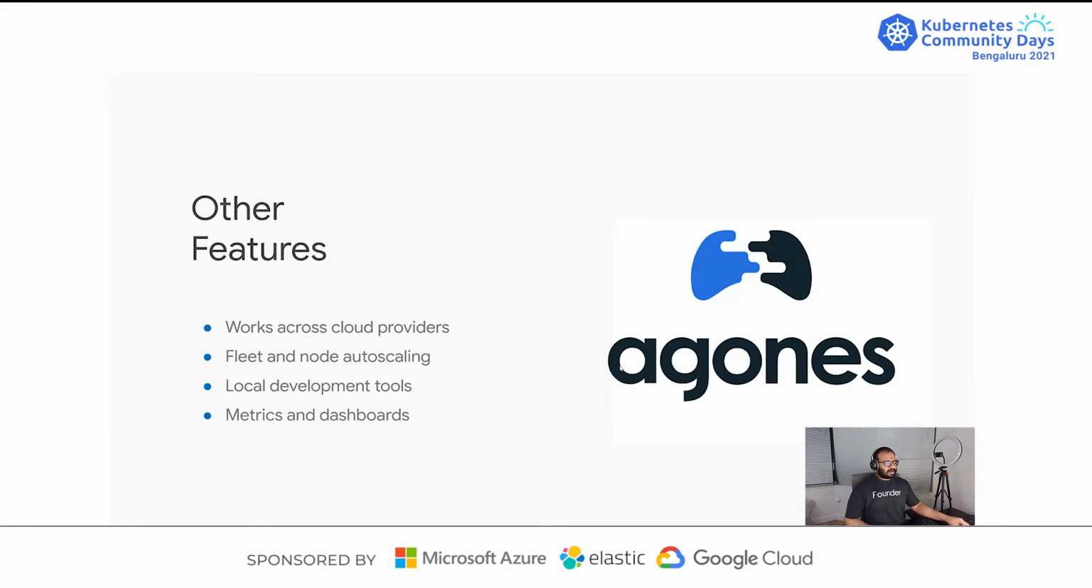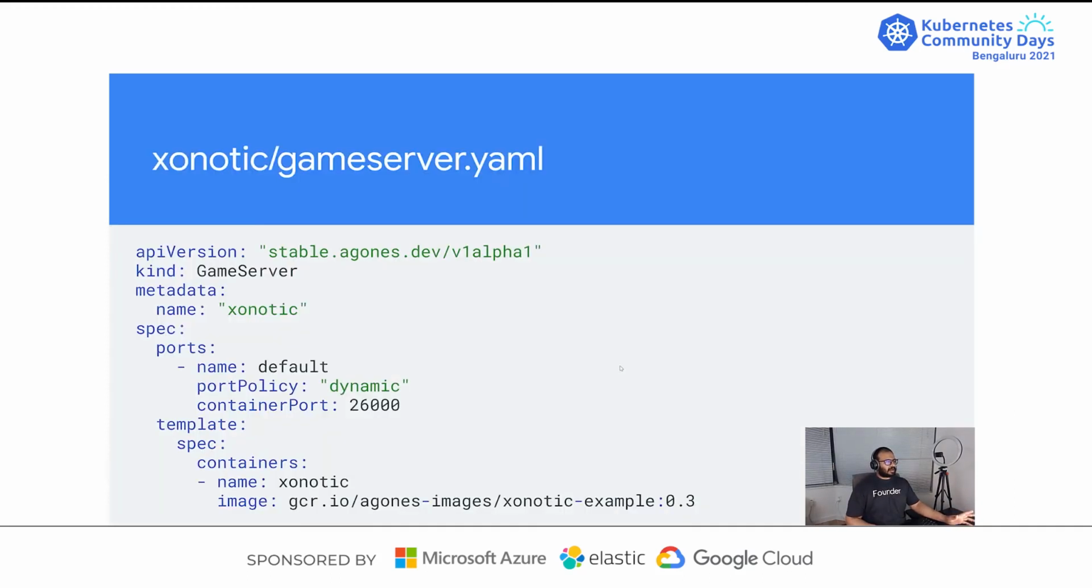You have node auto scaling, which we did in a scaling manager. We created and deployed a scale manager, which you don't need to do anymore. The local deployment and development tools are also available. You have metrics and dashboards to understand how your game servers are performing. Now, this is how the Agones world looks.